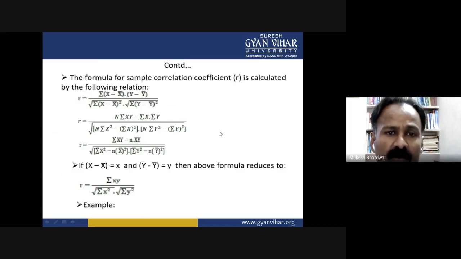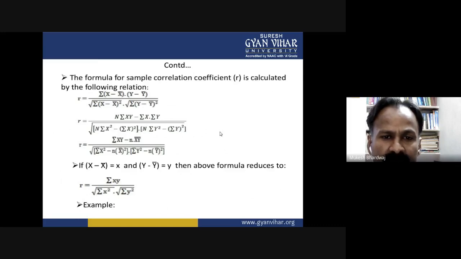The formula for sample correlation coefficient r is calculated by the following relationship. r equals summation (x minus x bar)(y minus y bar) divided by root of summation (x minus x bar) whole square into root of summation (y minus y bar) whole square.